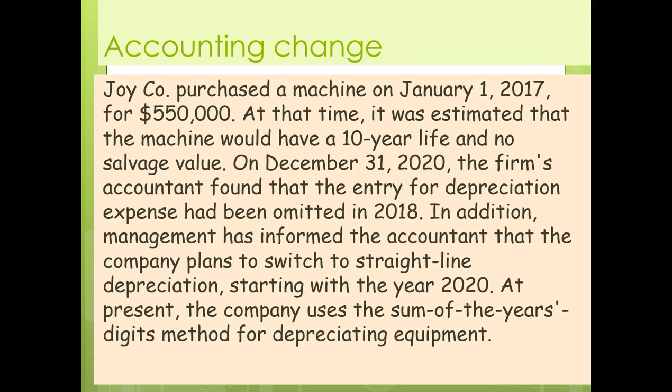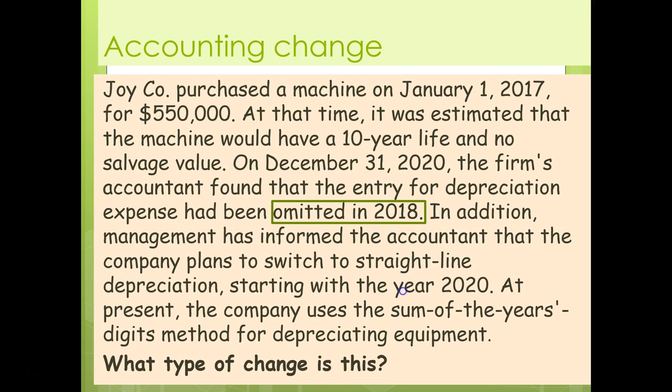At the present, the company uses the sum of the year's digits method for depreciating equipment. I don't know why, just a comment, I don't know why you'd ever use that method because it's just a big pain. But since it's all on the computer, maybe it doesn't matter. So let's see, what type of change do we have here?